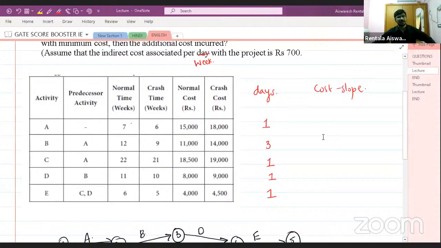Now let us find out the cost slope value. Before that, let me write normal time, crash time, normal cost, crash cost. So quickly give me these values. It is very simple, you can simply calculate. You can see crash cost is more, normal cost is less. So 3000 divided by 1.